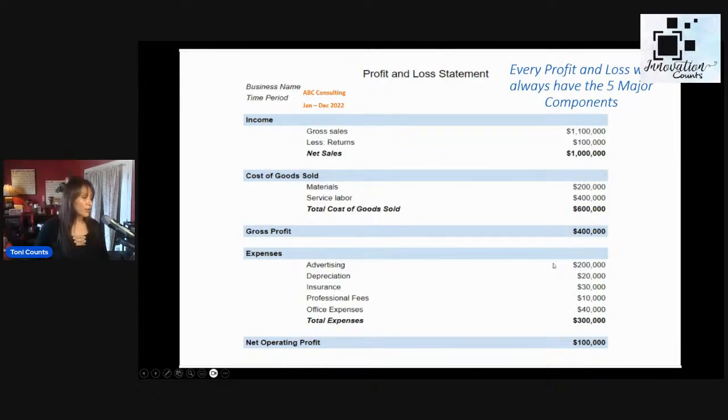So now let's factor in all of the operating expenses. We've got the advertising, depreciation, insurance, professional fees, office expenses, total expenses of 300,000. So the net profit for the year of 2022 for ABC Consulting, 100,000. You see how that started out as 1.1 million, but realistically, their profit, 100K.